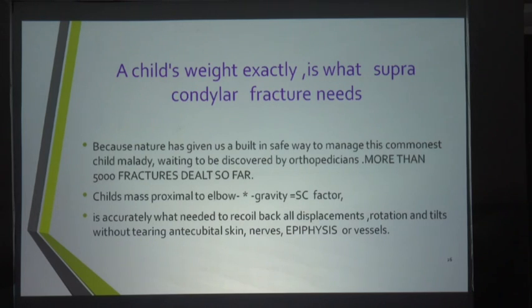Because nature has given us a built-in safe mechanism to manage this commonest child malady, waiting to be discovered by orthopedicians, more than 5,000 fractures have been dealt with so far using the gravity method in grade 3 or grade 4 supracondylar. Child mass proximal to the elbow into gravity is the supracondylar fracture's need. It is accurately what you need to recoil back. The moment you hang the child, all the displacement, varus, valgus, anterior posterior movement, everything will fall to normal and just flex it.